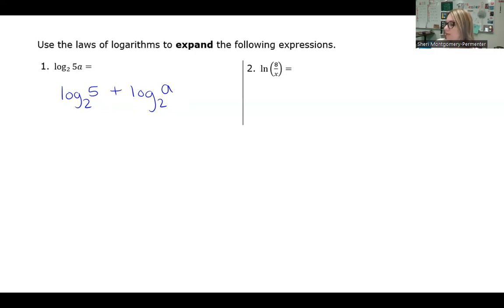For the second one, you're dividing. So what's going to happen when we expand it? We subtract it. So remember, this is an LN. Any questions so far?